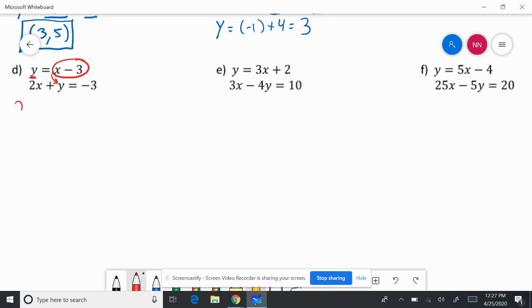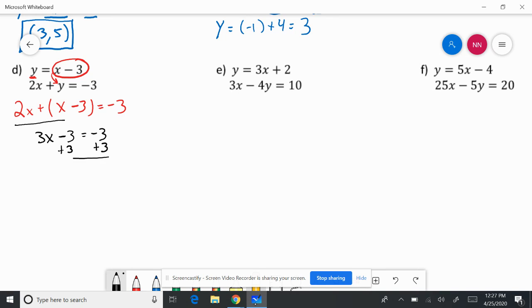We're going to rewrite the second equation, 2x plus, but instead of a y, we're going to replace it with an x minus 3. Now, we're going to be adding the like terms. 2x plus x is 3x. We're going to solve for x by adding the 3. And we get 3x is equal to 0.